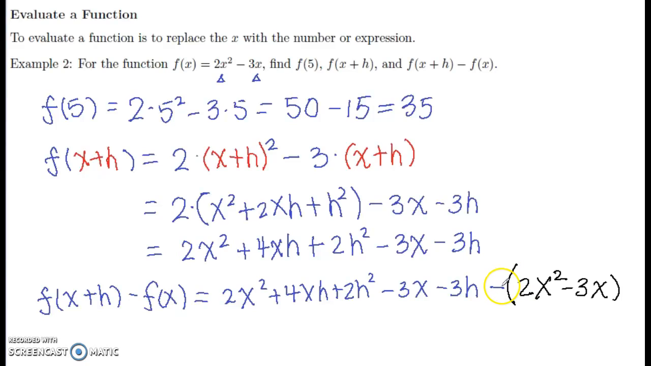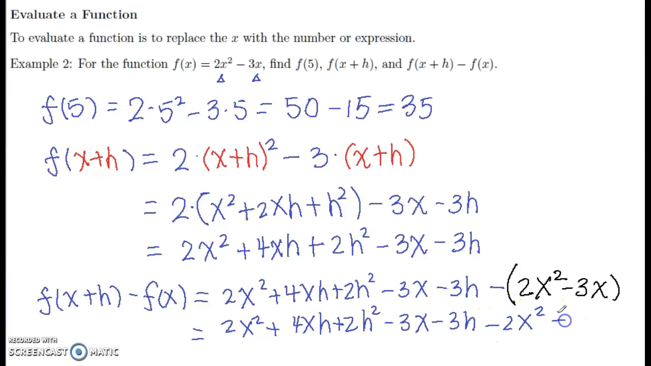Now don't be afraid to use parentheses, especially when we're subtracting. There will be a change of sign. And do not be afraid of writing the entire expression again, because we want to ensure accuracy. So we have 2x squared plus 4xh plus 2h squared minus 3x minus 3h. Distribute the negative sign, we get minus 2x squared plus 3x.